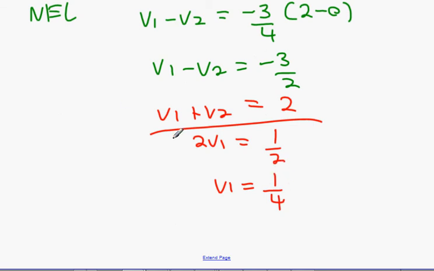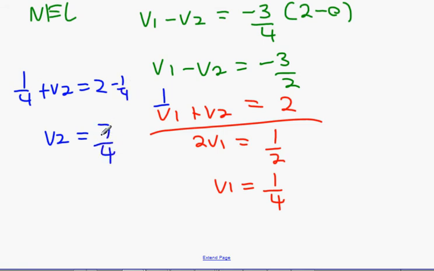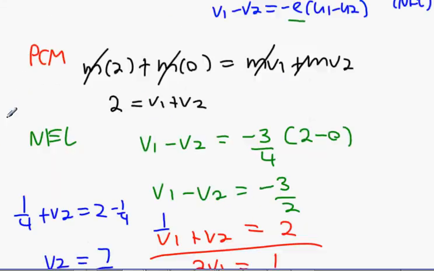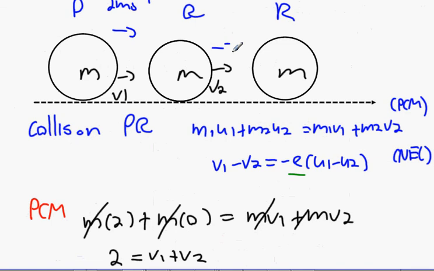Substitute V1 into this equation here. So 1/4 plus V2 equals 2. V2 therefore equals 2 minus 1/4, which is 7/4. Both particles are moving in the same direction after collision. So Q is moving with 7/4, and P is moving with 1/4.